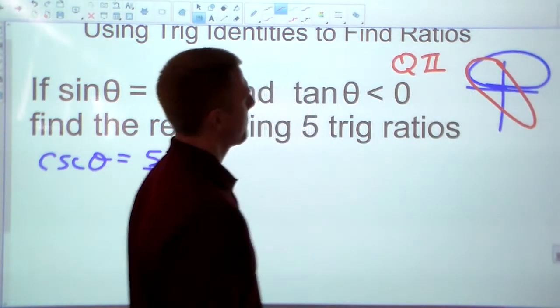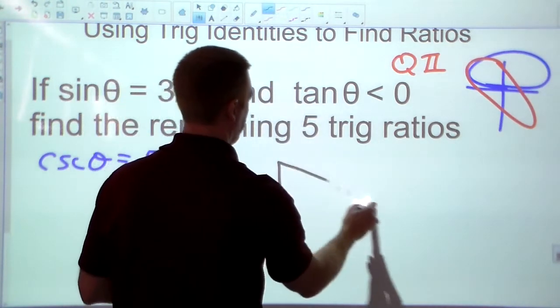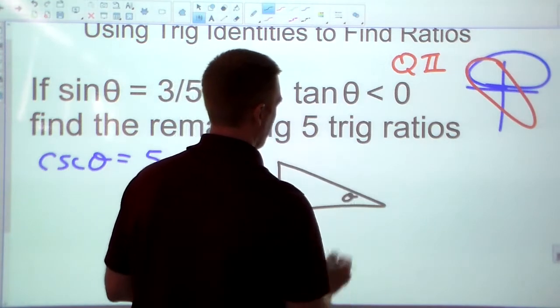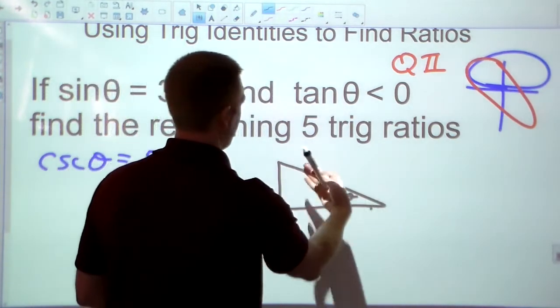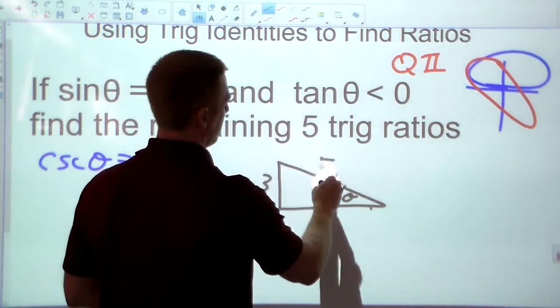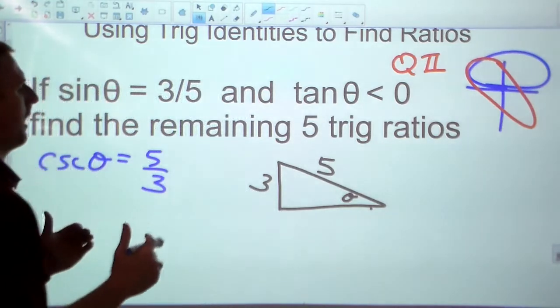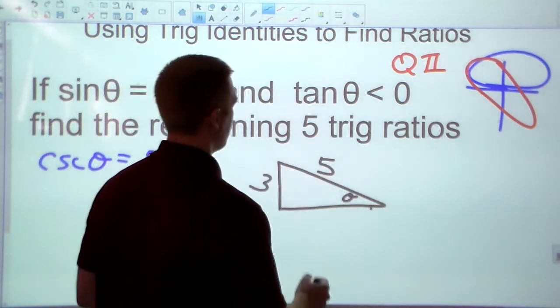The only thing that really is important about that is when I set my triangle up, I set it up so the angle would be in the second quadrant. Think about this being the unit circle. That would be second quadrant. So 3 is the opposite side, 5 is the hypotenuse. And that's checking out. The y is positive, hypotenuse is positive.